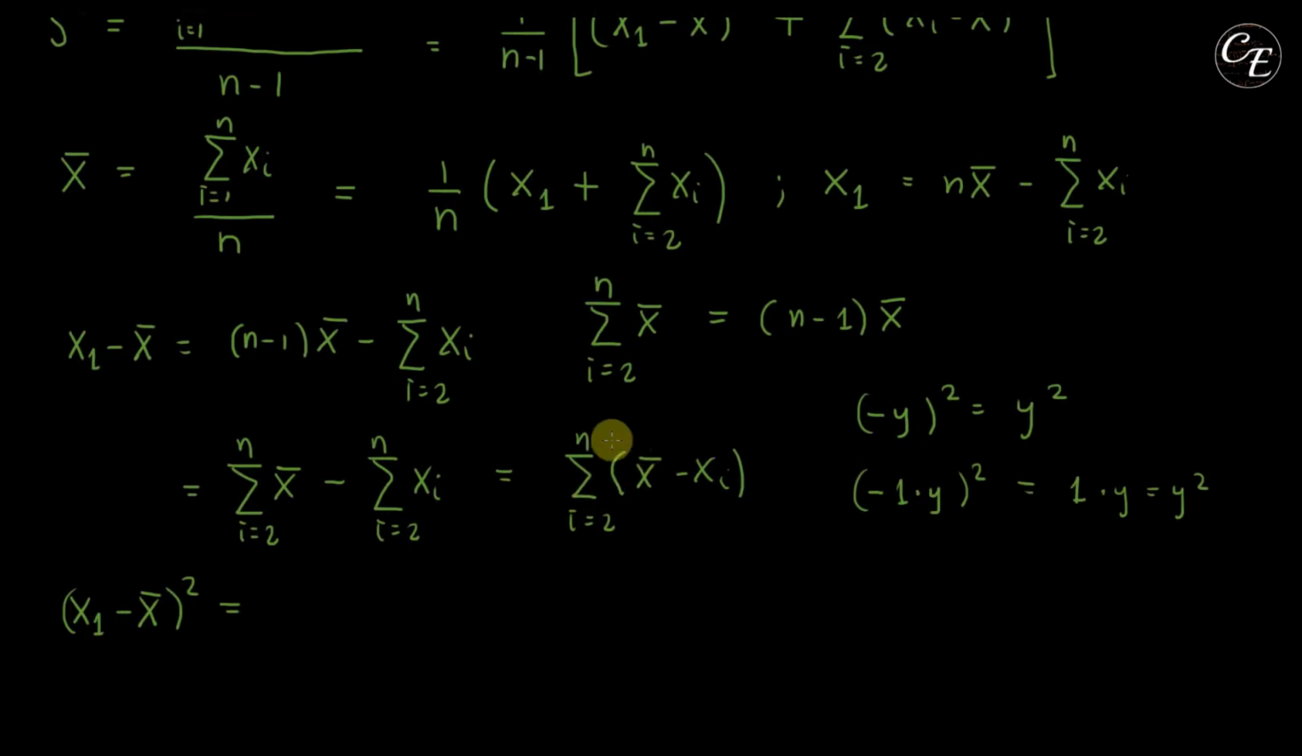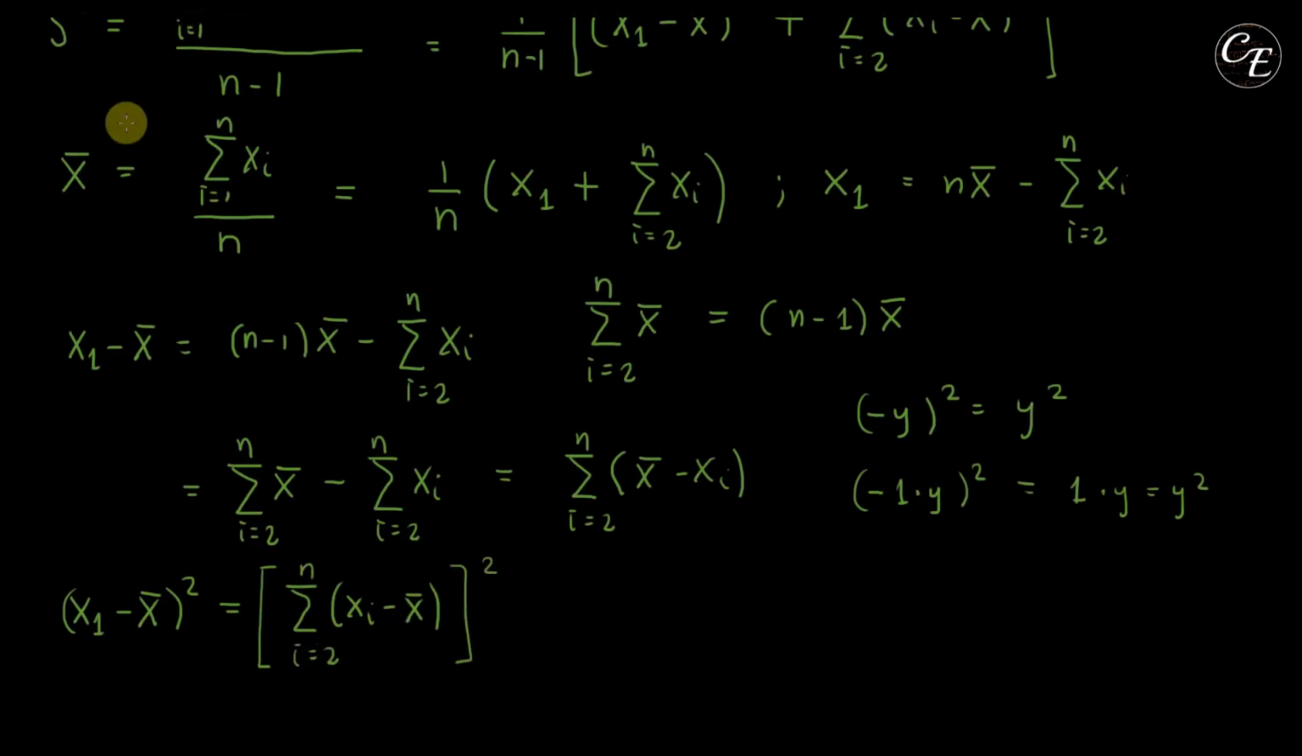So if we put a negative in here and put it inside the summation, its effect is interchanging the position of the variables in here. That is, it can become x sub i minus x bar. So we're gonna do that. So we have the summation of x sub i minus x bar, interchanging the position in here, from i equals 2 to n, and this is squared.